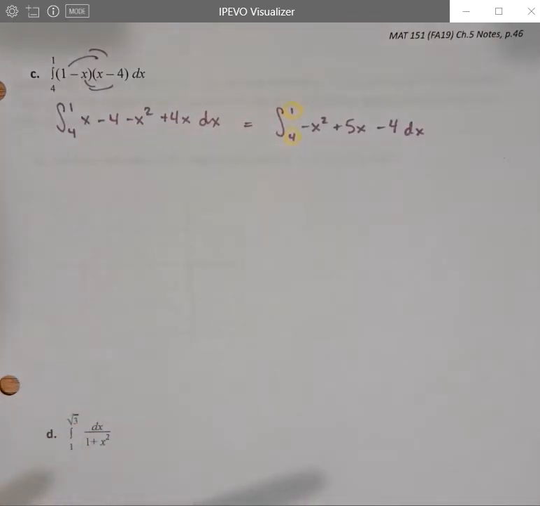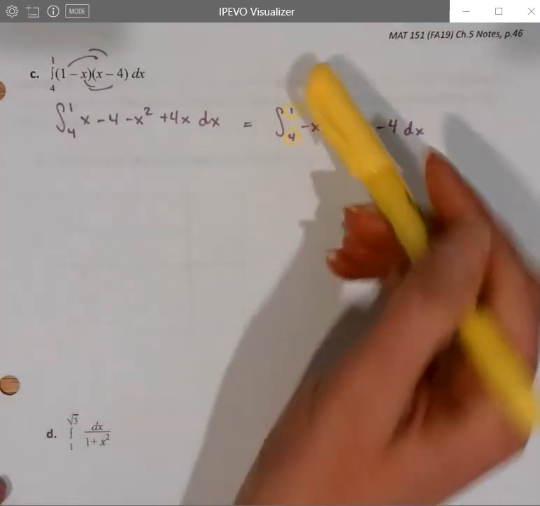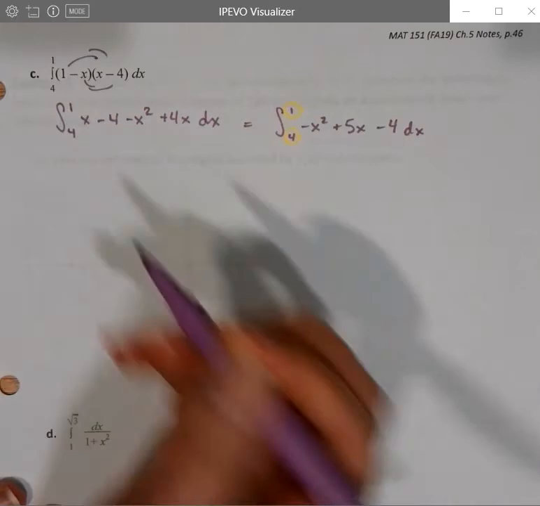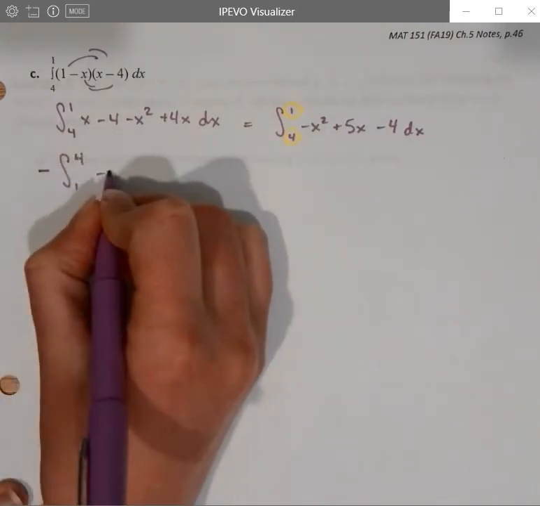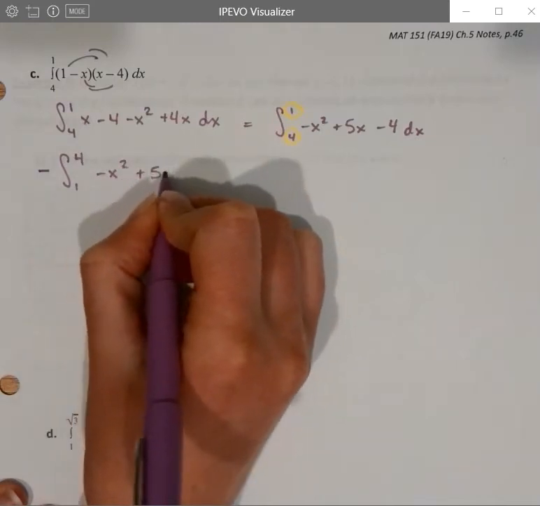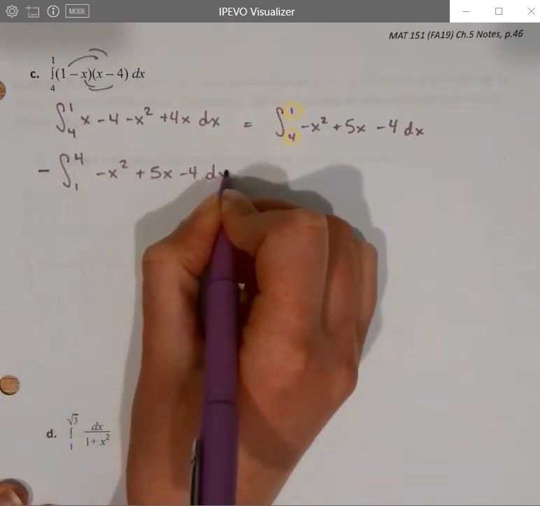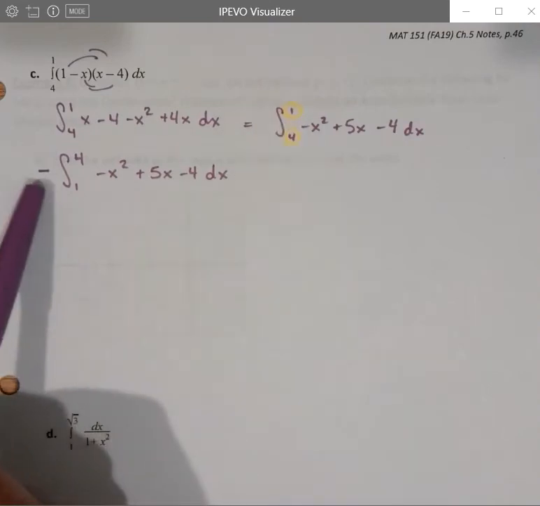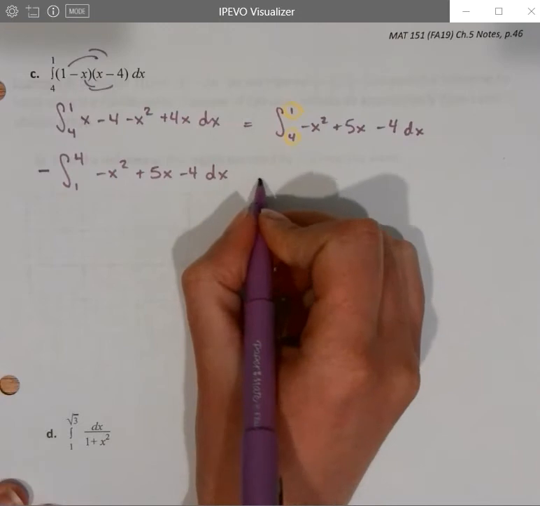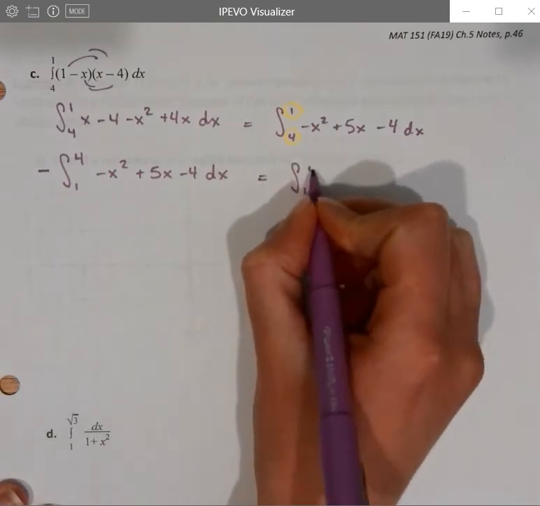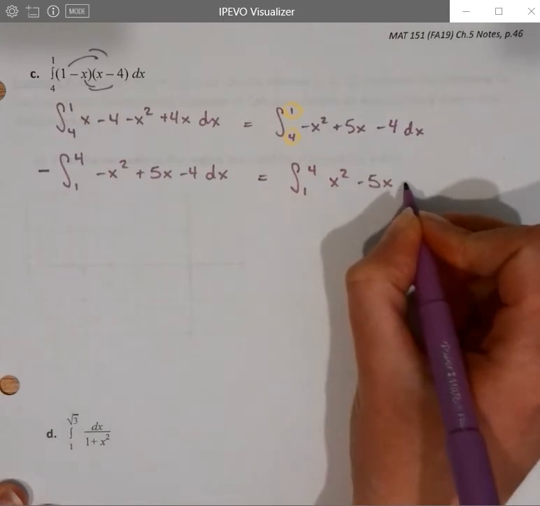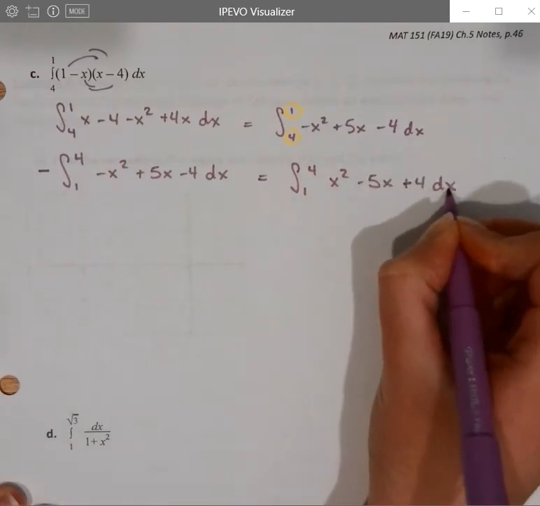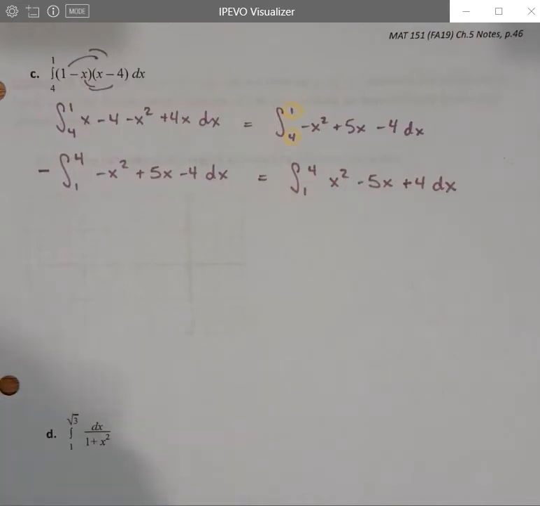So I could swap them back to 1 to 4 by applying a negative, and then we can distribute that negative. So this is going to be negative the integral from 1 to 4 of the same thing, x squared plus 5x minus 4 dx. I saw those opposite bounds, and so I switched them into the standard order by applying a negative, and so I can distribute that negative and now be from 1 to 4 of positive x squared minus 5x plus 4 dx.